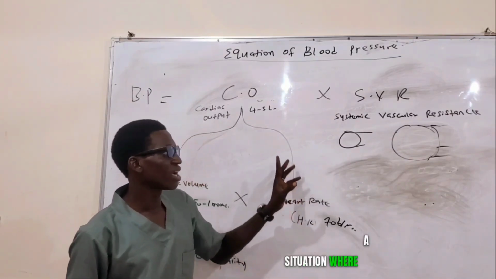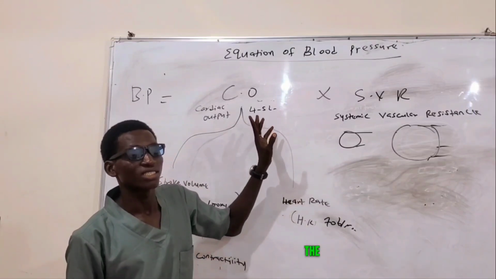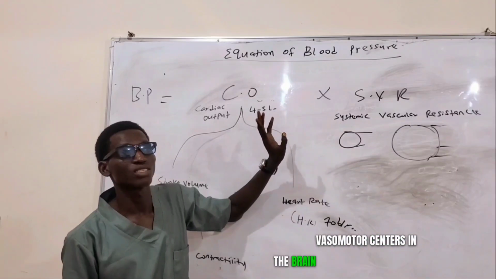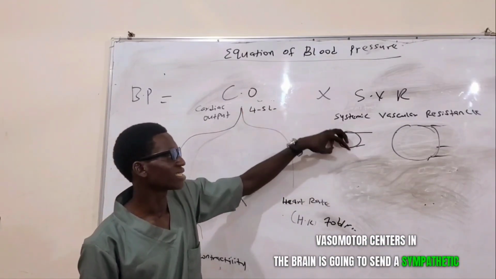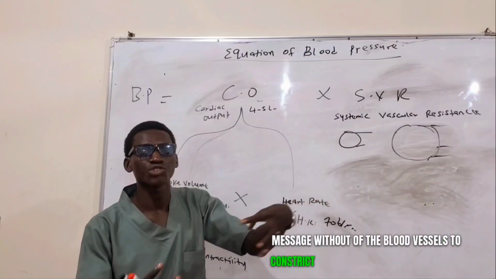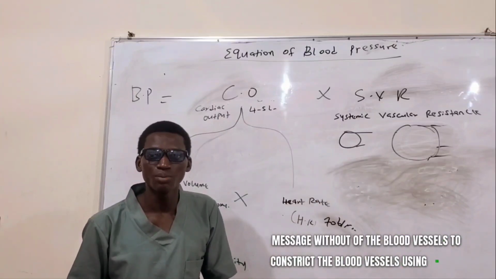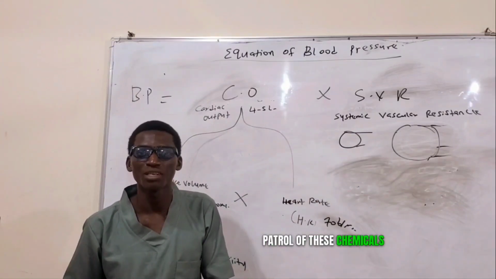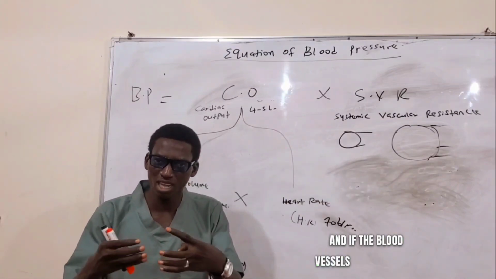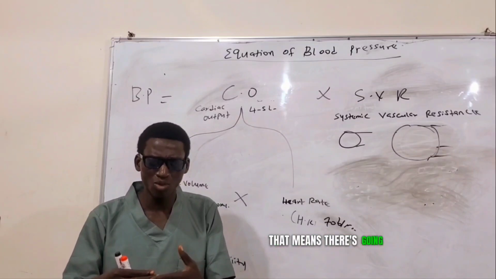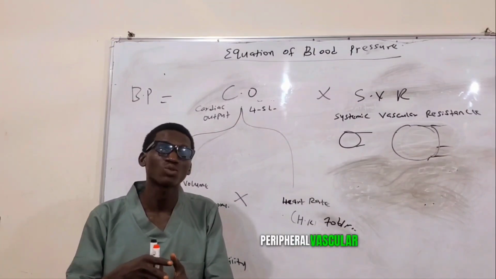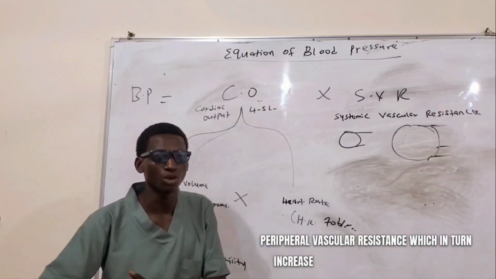This is a situation where the cardiovascular centers or vasomotor centers in the brain are going to send a sympathetic message to the blood vessels to constrict, using the pathway of chemicals called adrenaline and noradrenaline to narrow the blood vessels. And if the blood vessels are narrow, definitely there's going to be an increase in blood pressure, or increase in peripheral vascular resistance, which in turn increases blood pressure.